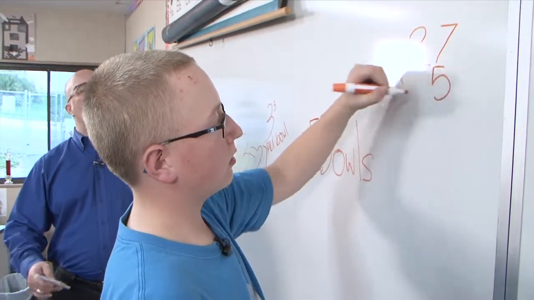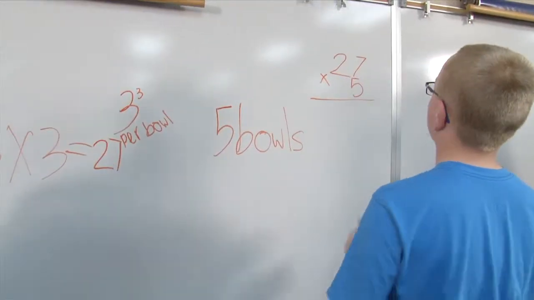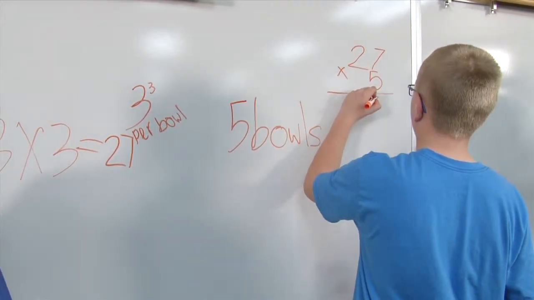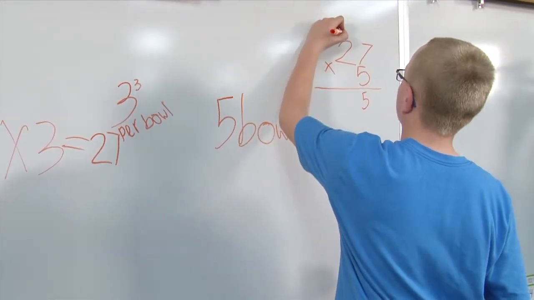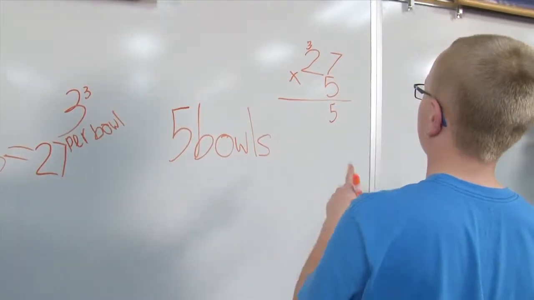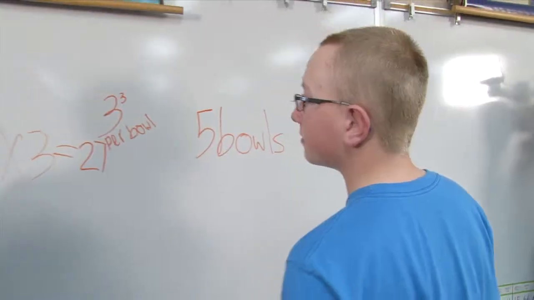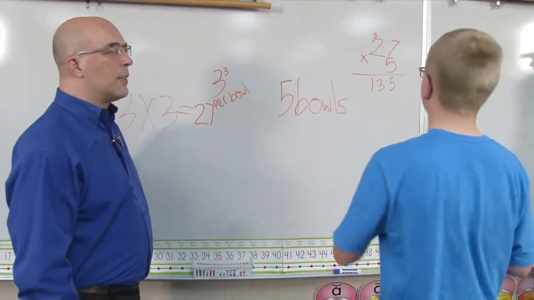And as you do that, go ahead and explain to me what numbers you're multiplying and what you're getting. Okay. So 7 times 5 is 35. So you put your 5 right there and you take your 3 over. Then 2 times 5 is 10, and then you add your 3, it would be 13. So that'd be 135 peppers. 135 peppers altogether. All right.